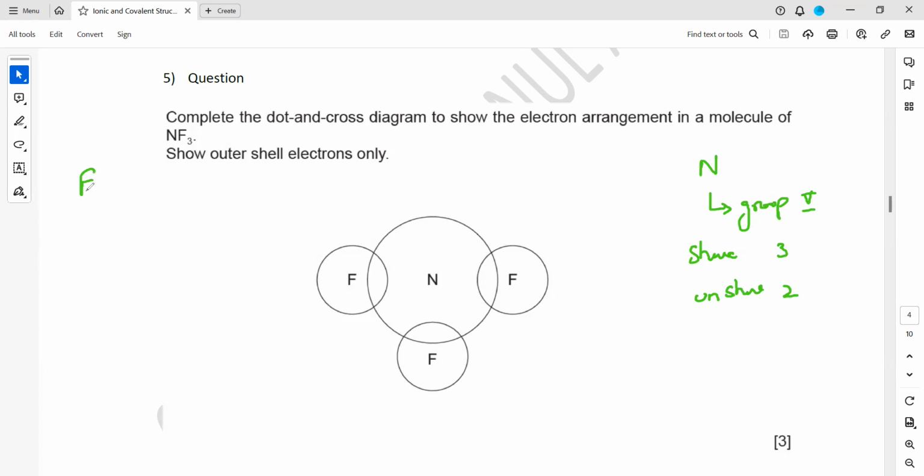And fluorine belongs to group 7. As it belongs to group 7, how many electrons should the fluorine share? You can use your mic or chat. So it shares 1 electron. And how many unshared electrons will be there? The remaining 6 unshared electrons.